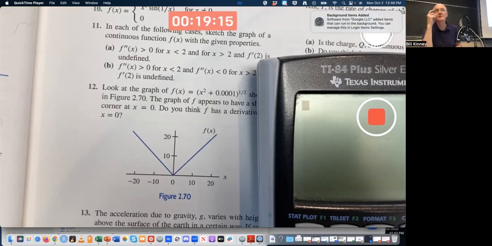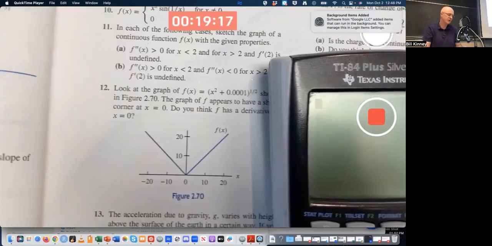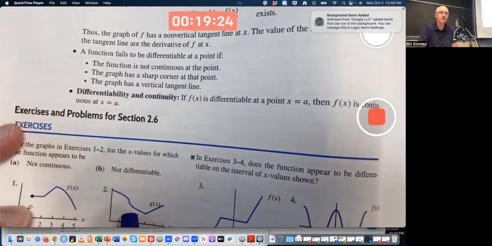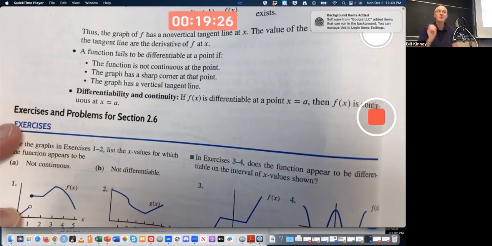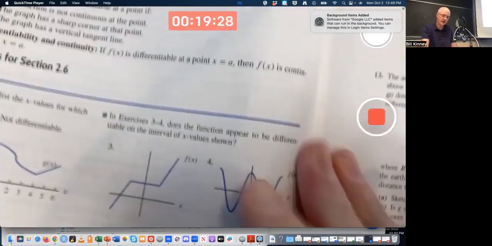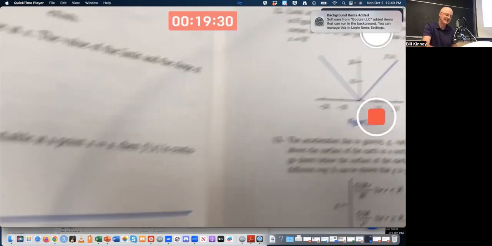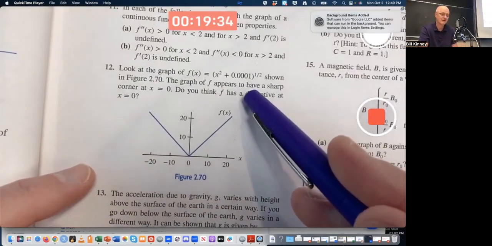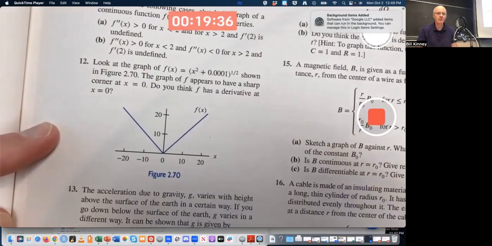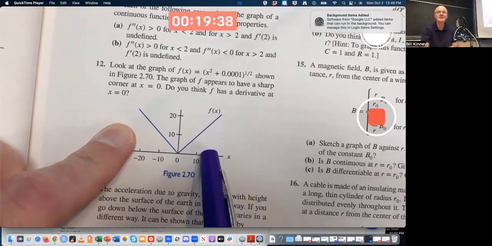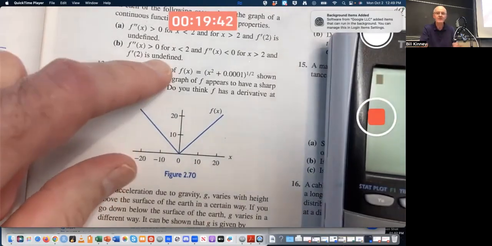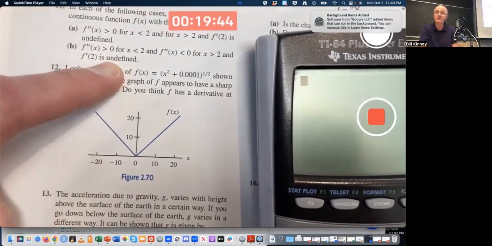That was what I was saying a minute ago. In these purely graphical problems, I said, if it looks like a corner, it is a corner. If it looks like a vertical tangent, it is a vertical tangent. But then I was warning you that in problems like number 12, when you've got a formula, you've got to zoom in. The book shows you this graph makes it look like there's a corner there, but it's deceiving. You have to be more sure by actually zooming in.